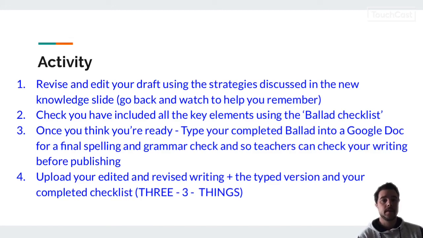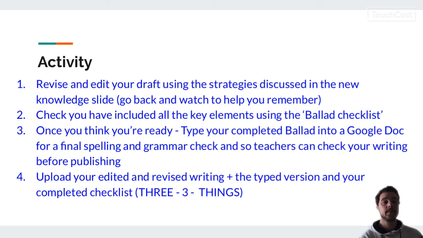Okay, there's a little bit there. But if you look at number 4, it makes it really clear. Upload first your edited and revised writing. So that's your handwritten one with evidence of things crossed out, things moved, arrows, different colors showing editing and revising. Then we also want a copy of your typed version, so then we can check to make sure it's ready for publishing. And we want to see your checklist ticked off to make sure you've gone through it. So even as you can see in brackets, I've got 3 things you're uploading. Plus your reflection, so 4 things actually.